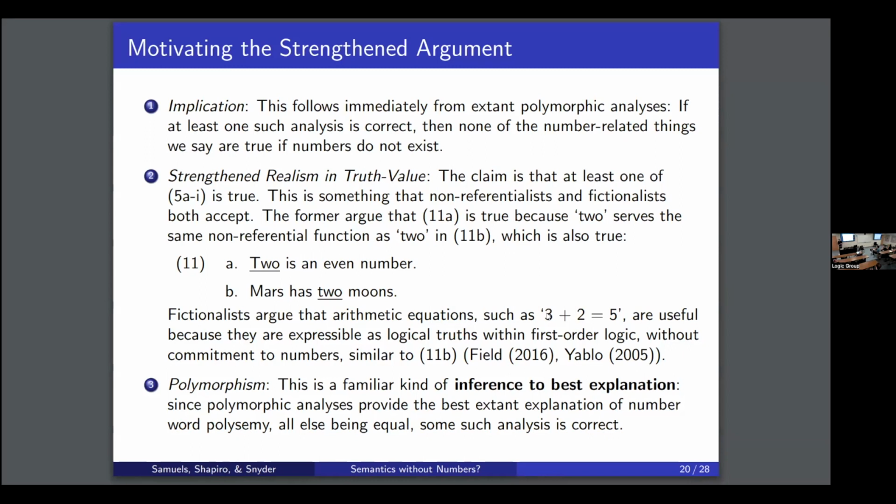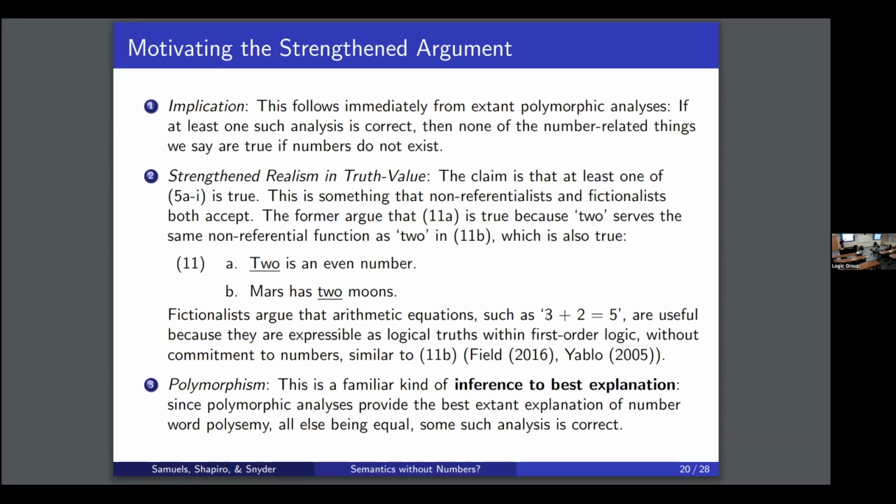Why should you accept the second premise? That was strengthened realism and truth values. So again, the claim is that at least one of those sentences is true. And this is something that realists accept. They accept the truth of 2 as an even number, for example. But this is something that even fictionalists and non-referentialists accept. Moreover, it's something that they have to accept because it's important to their own views that they accept at least one of those sentences as being true, but for different reasons.